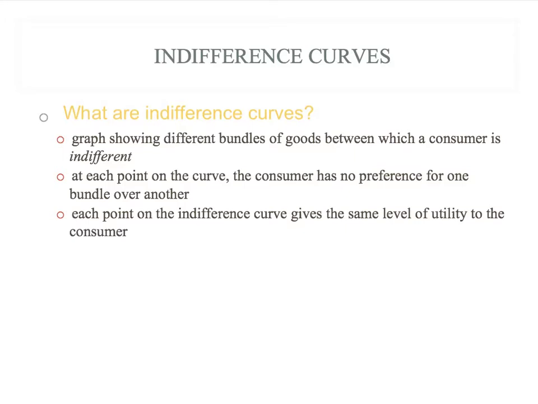So what are indifference curves? An indifference curve, like we said, is a graph showing different bundles of goods between which a consumer is indifferent. You don't care if you have 5 apples or if you have 14 oranges. Those two bundles of goods really give you the same amount of pleasure or utility as each other. At each point on the curve, the consumer has no preference for one bundle over the other. Each point on the indifference curve gives the same level of utility to the consumer.